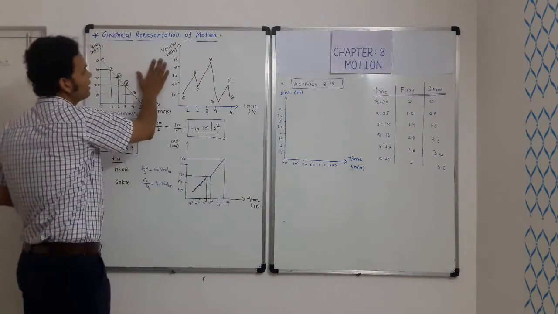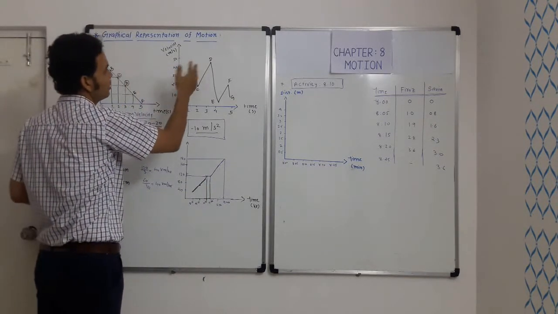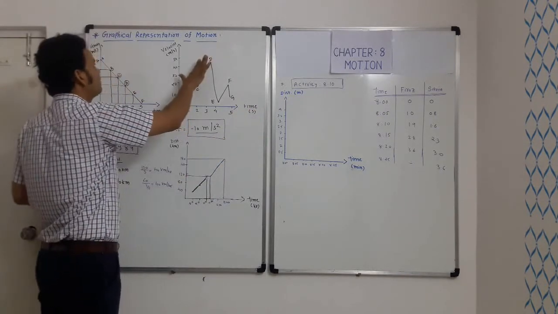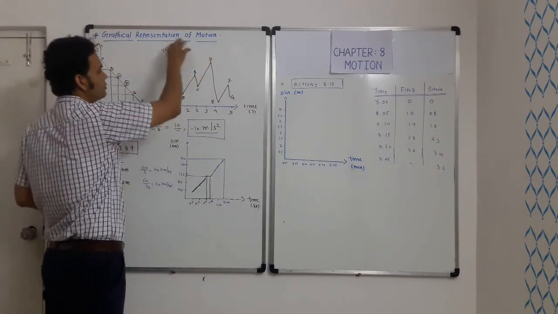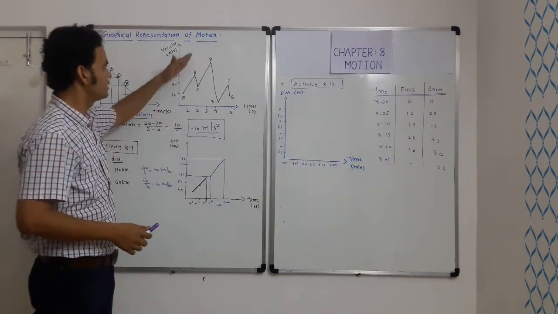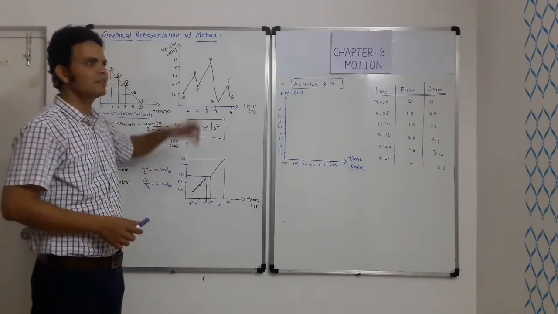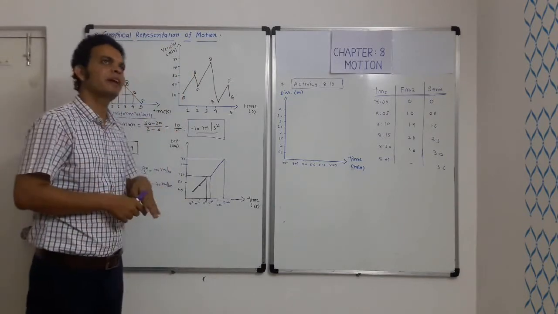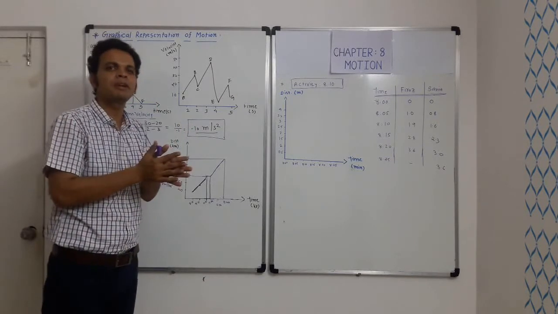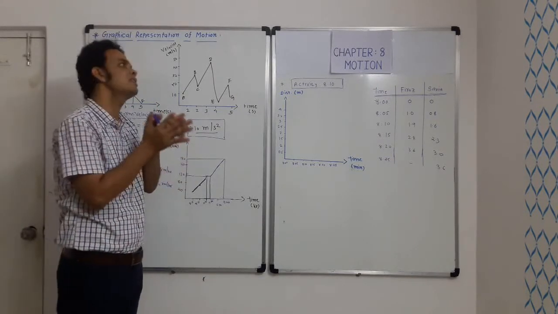Here I have demonstrated a completely haphazard graph of velocity and time. So here the velocity sometimes increases, then suddenly decreases. So it is a completely random graph and it will not be able to give us any concrete information about which kind of motion is there.